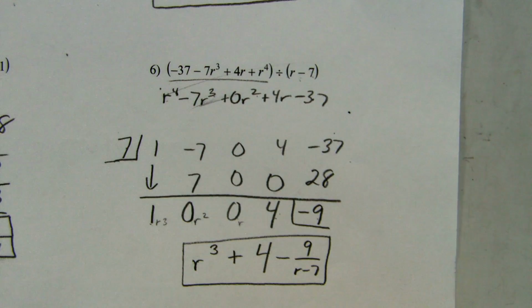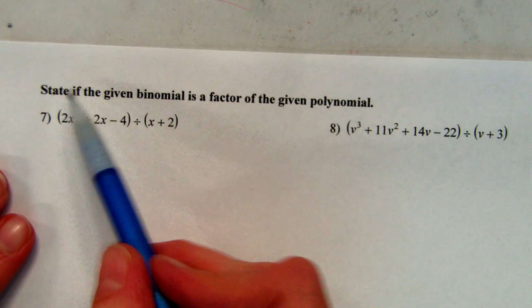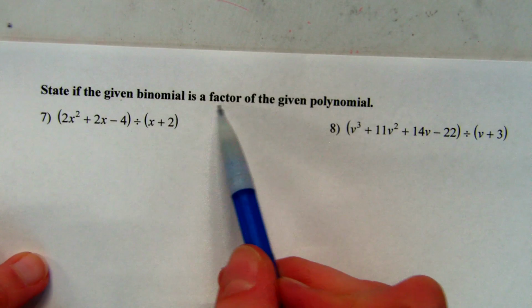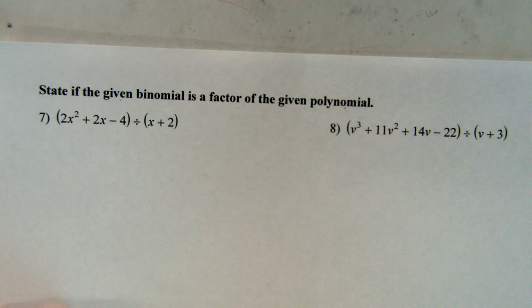Okay, so on the second page, the question that they're going to ask is a little different if we read the directions. It says, state if the given binomial is a factor of the given polynomial. Basically what they're asking you is, does it divide evenly? So how are we going to know if it divided evenly or not? If there's a remainder or not.